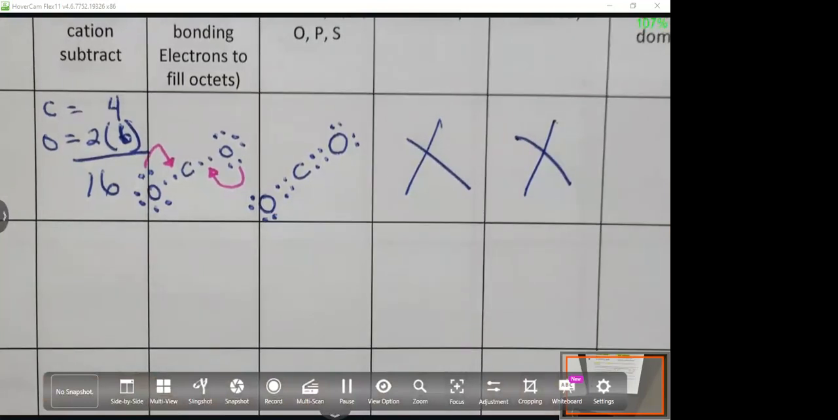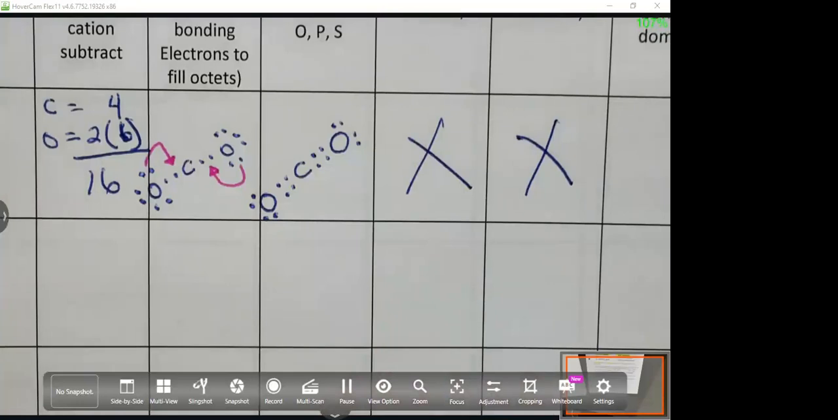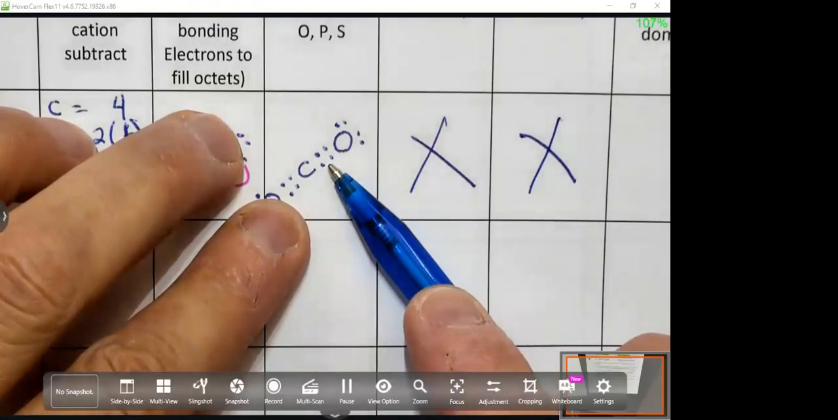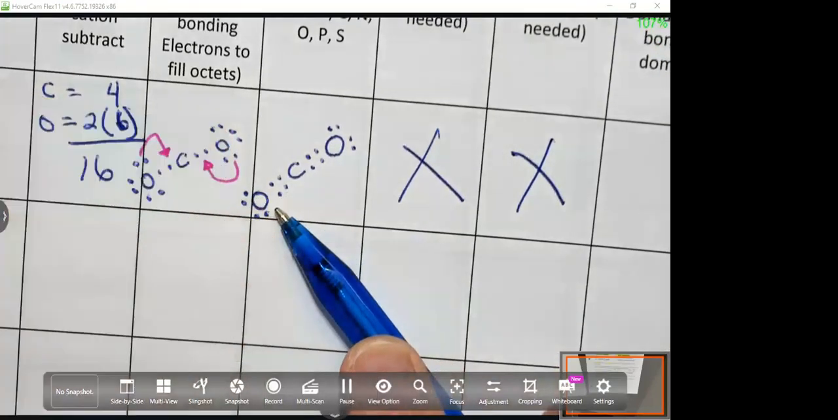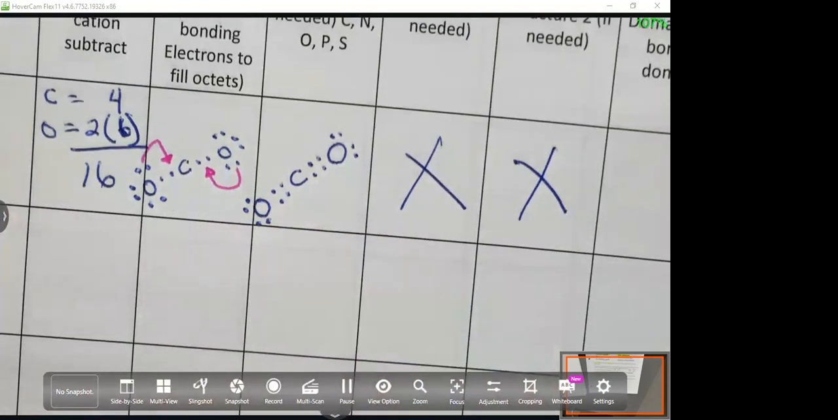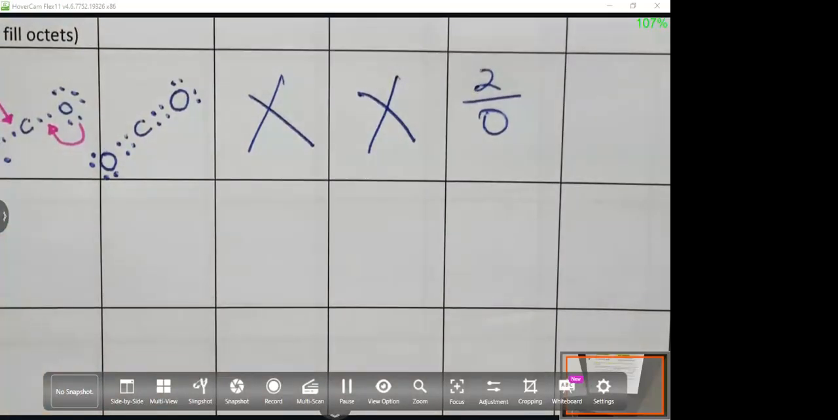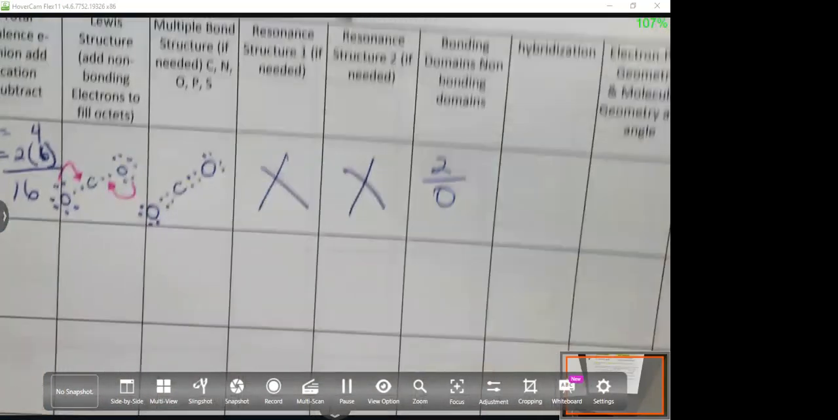Now, how many bonding domains? How many non-bonding domains? Now remember, it doesn't matter if it's a single, double, or triple bond. That is 1 bonding domain. So this molecule has 1 bonding domain here on the right, 1 bonding domain on the left. That's 2 bonding domains. How many pairs are not bonded? 0. This is a 2-0. Are we good with that? 2-0. Doesn't matter. Single, double, or triple is 1 bonding domain.